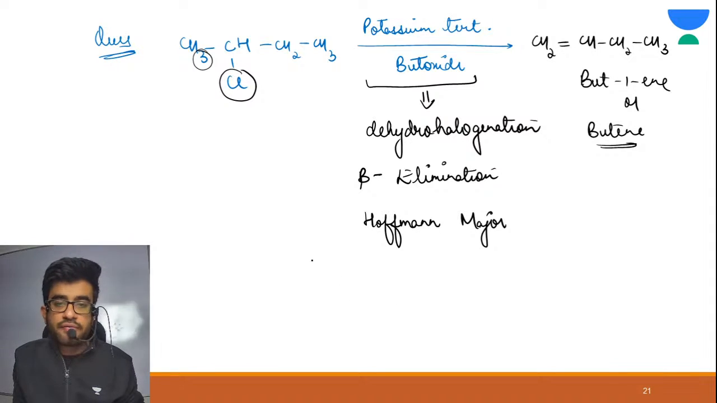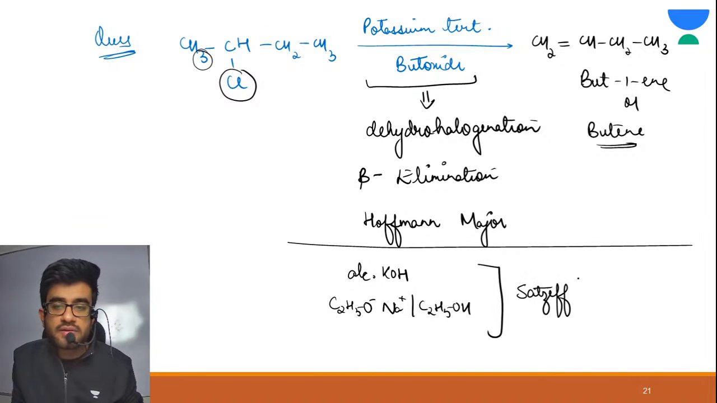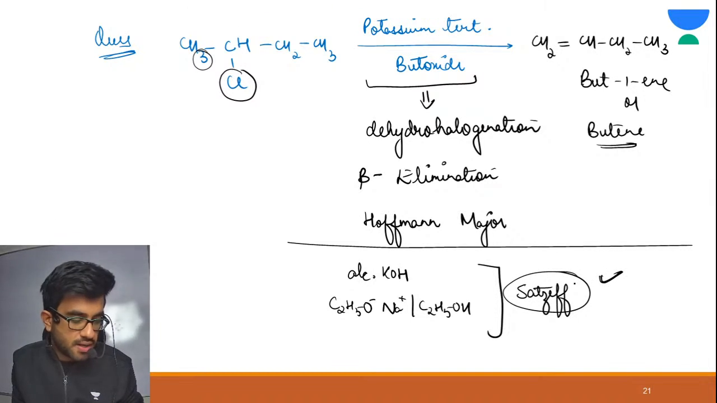If there is alcoholic KOH, what were the major products? In this, the major product was Zaitsev. All right. I've explained this before. Great.